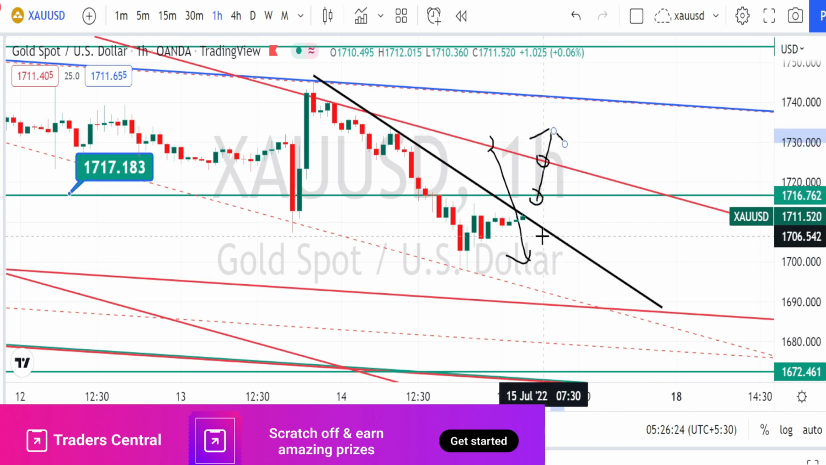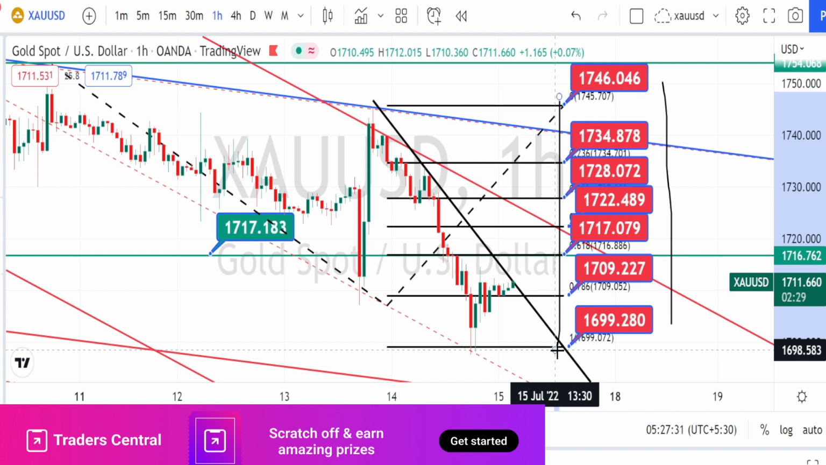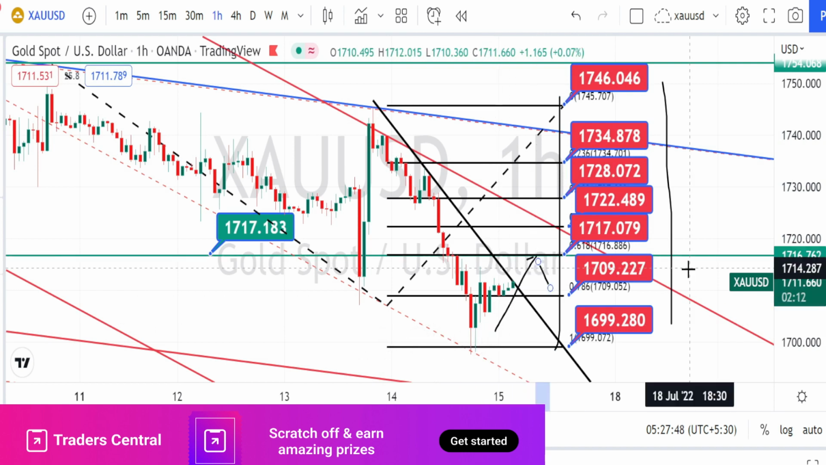Let us mark the support and resistance levels. So the values within this red color boxes are the resistance and support levels for hourly time frame. Currently the price action is in a very nice retracement. Let us do the analysis in 30 minutes time frame.